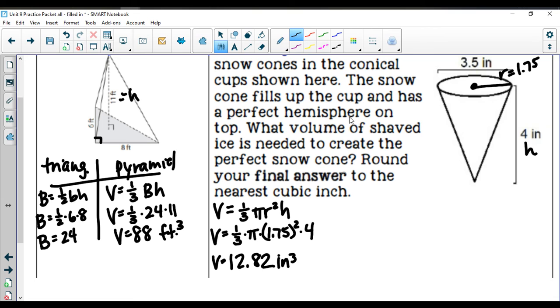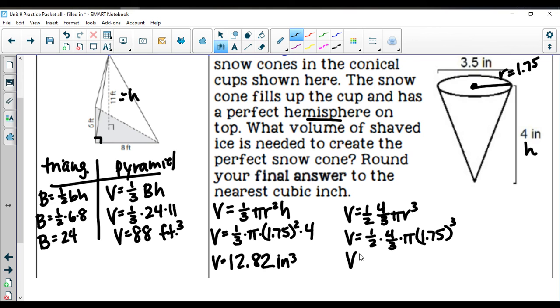We have to remember, though, that the snow cone also has that perfect hemisphere. So for sphere, we have 4/3 pi r cubed, but we only have a hemisphere. So we have a half on the top there. So half times 4/3 times pi times the radius will still be that 1.75, and that's going to get cubed. So half times 4/3 times 3.14 times 1.75 to the third power. That hemisphere volume then is going to be 11.22 cubic inches, and that's rounding it off to the nearest hundredth.